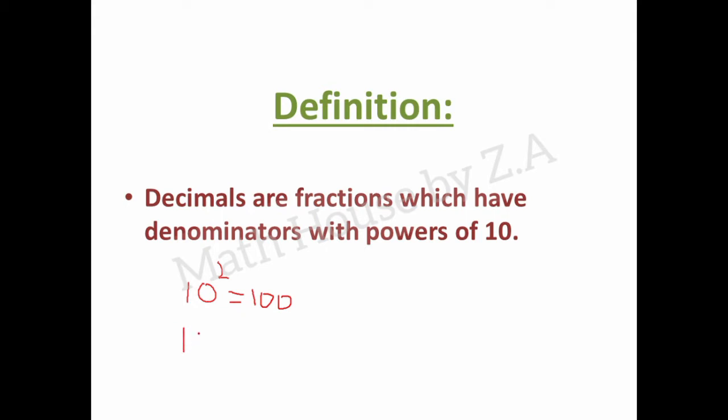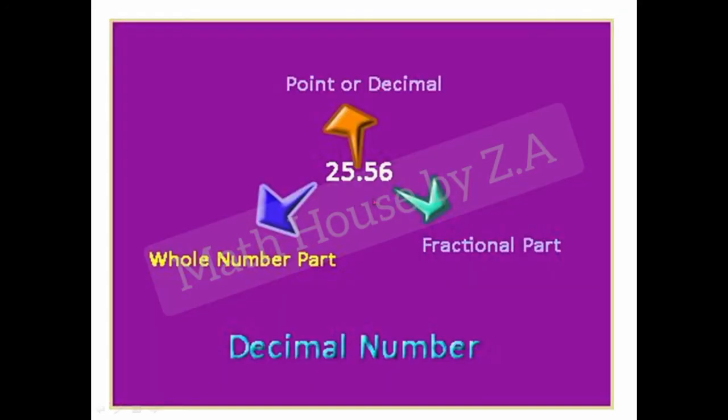And if you take 10 to the power of 3, what will it become? Obviously 1000, because the power of 3 means 10 will multiply 3 times, and when you multiply 10 three times, it will become 1000. To say it in simple words, a number with a point is a decimal number.